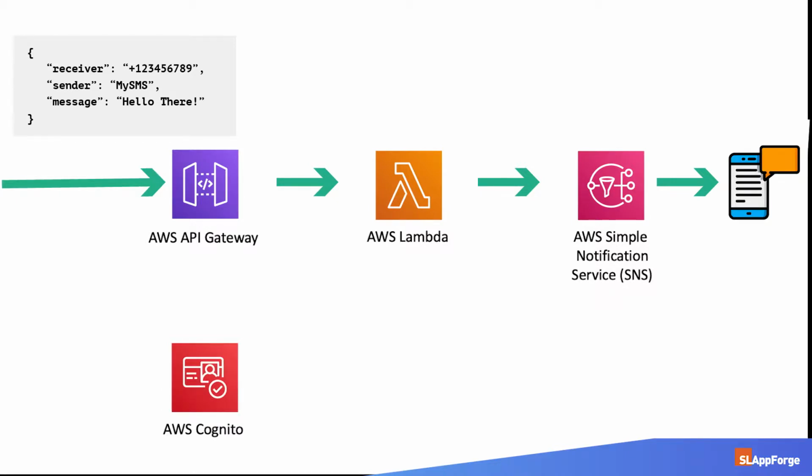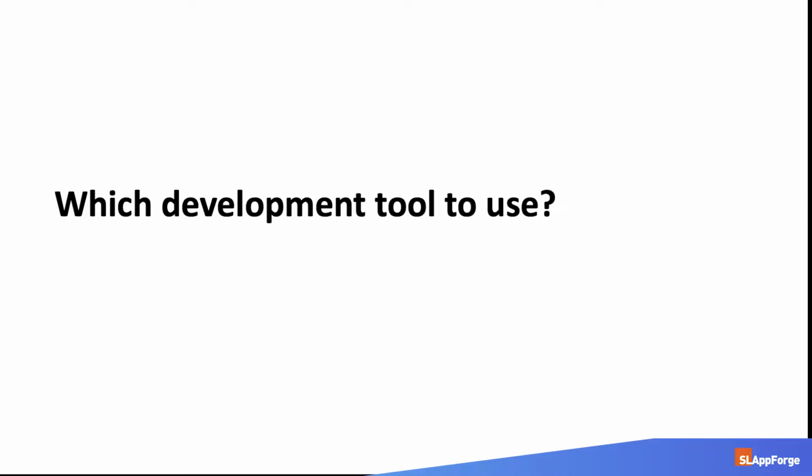Additionally, we can also integrate AWS Cognito service to control the access to our API. But since we are not interested in API access control yet, we are not going to cover that in this video. To develop and deploy the serverless solution, we need to use a proper serverless development toolkit. In this video, we are going to use SlapForge Sigma, which is a browser-based IDE for serverless development and deployment.